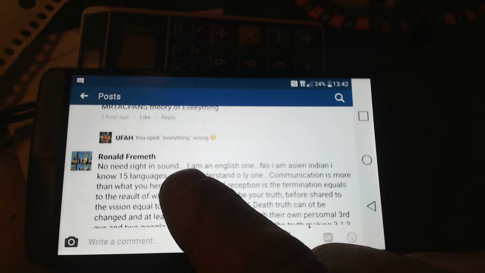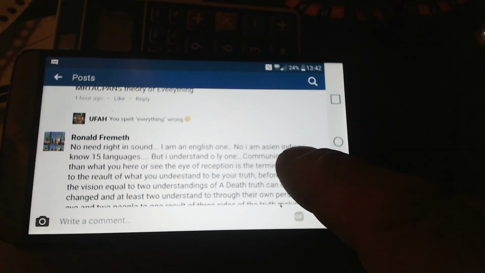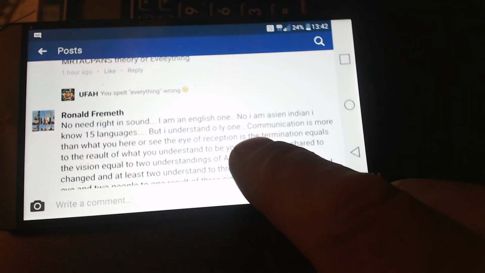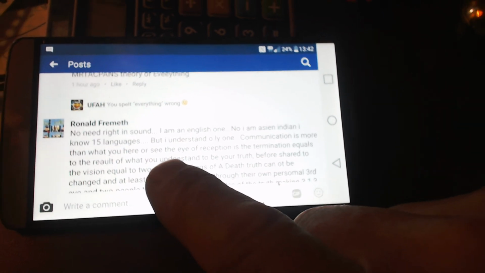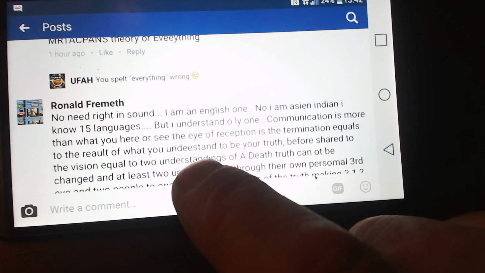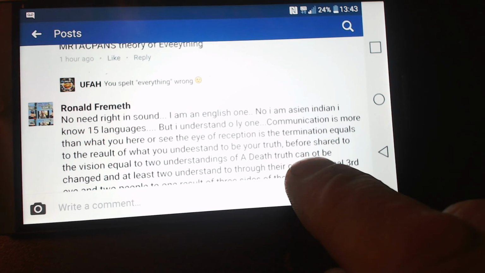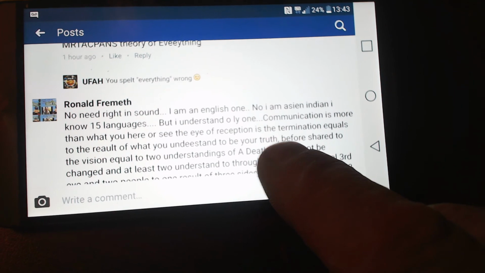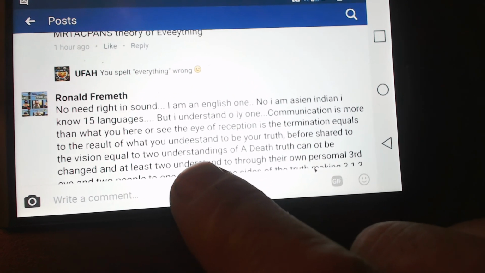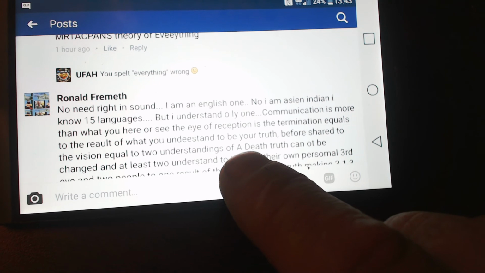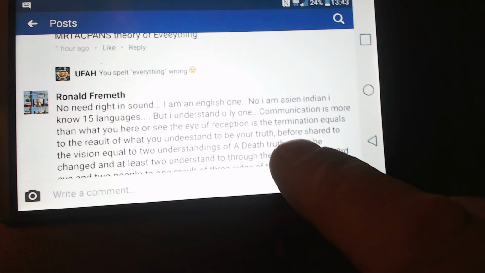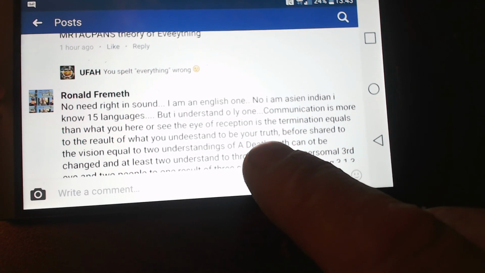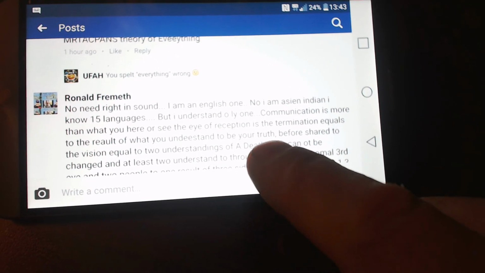If I was an English one, or if I was an Indian, and I knew 15 languages, but I understand only one. Communication is more than what you hear or see. The eye of reception is the termination equals the result of what you understand to be the truth before the vision is shared, equal to two understandings. An understanding of a death is a situation to your better understanding to where the truth comes out, because that will end your continuation of thought.